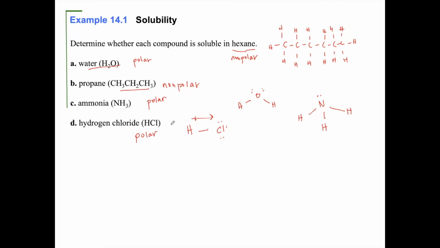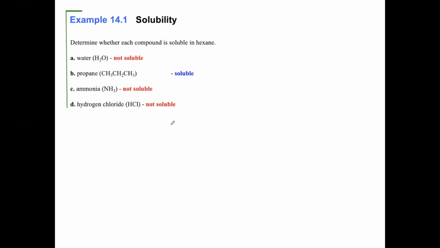Okay, so if we look at our contenders, we have 3 polar substances and 1 nonpolar substance. So which ones are likely to be miscible with hexane or soluble in hexane? Propane is the only one that's going to be soluble in hexane because it has similar intermolecular forces and it's nonpolar. Okay. Like dissolves like. Just say that to yourselves over and over again like a mantra.